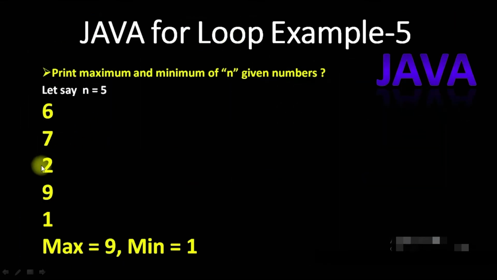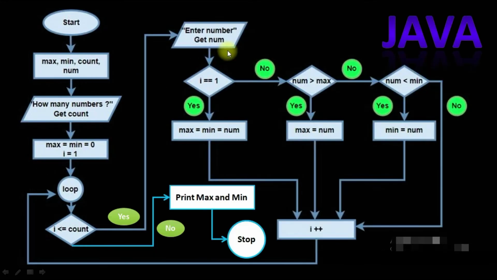Now our next number is 2, right? After 7 it's 2. So it will check, is it the first iteration? No. It will go here, then it will check the number we put, 2, greater than max, because previously max was set as 7. So is 2 greater than 7? No. So it will again go here, then it will check 2 less than minimum.